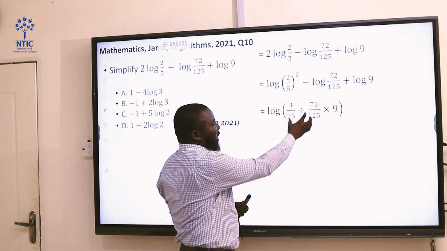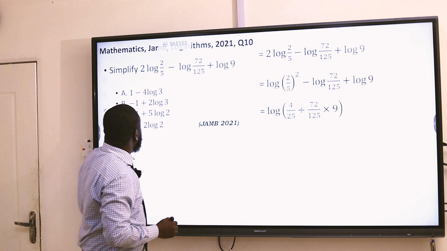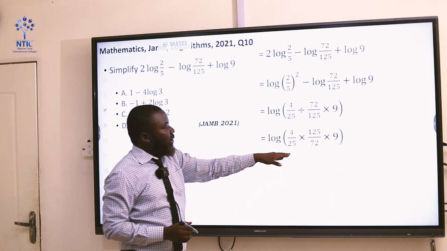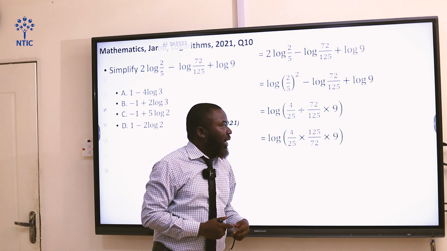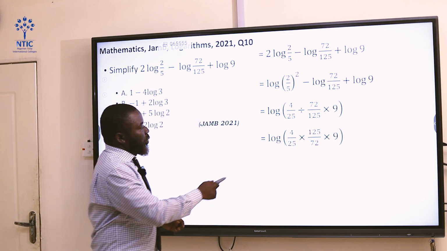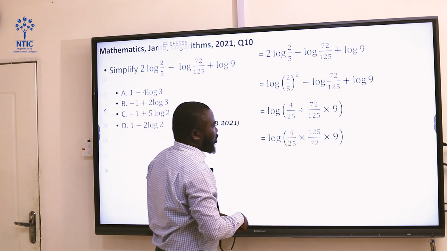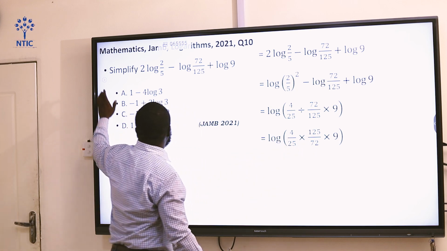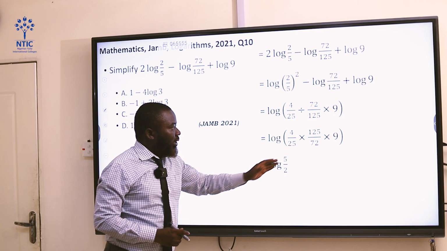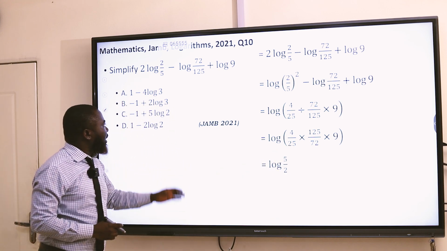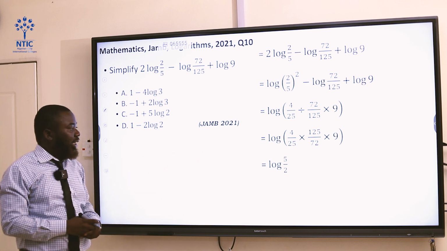Remember, when you are dividing fraction, you take the reciprocal of the second fraction. So we're going to have log 4 over 25 times 125 over 72, then multiply by 9. So when we carry out the multiplication, 25 will go into 125, 9 will go into 72, and 4 will go into the 8. We are going to have log 5 over 2. But if you check in the options, we don't have log 5 over 2, so that means we have to simplify further.